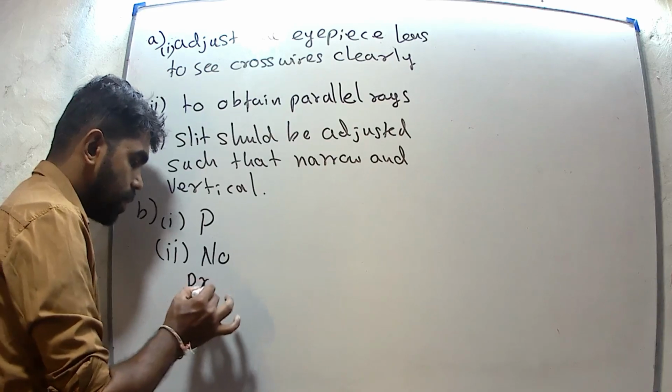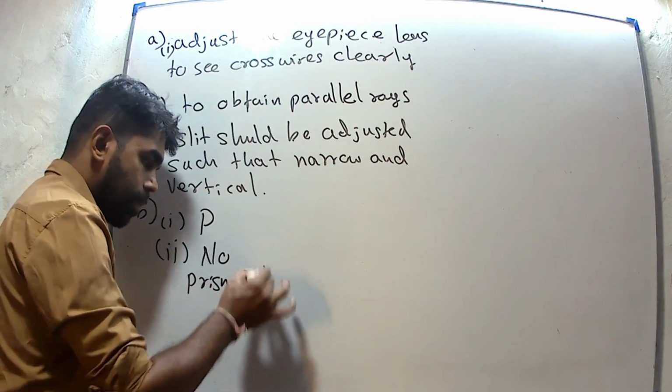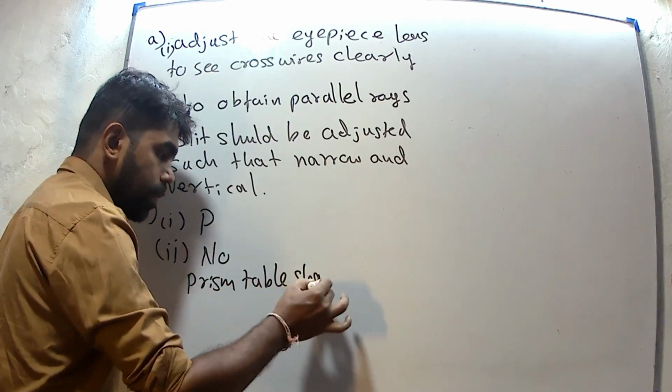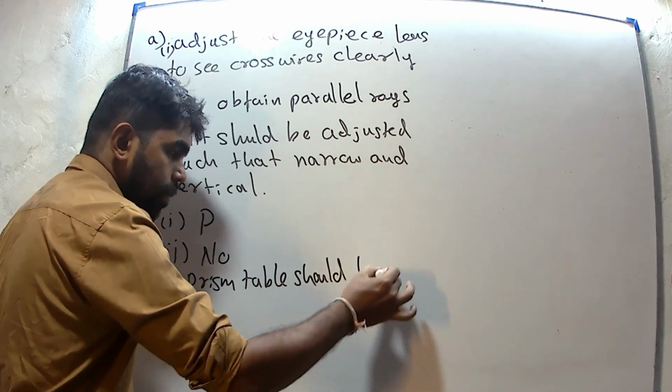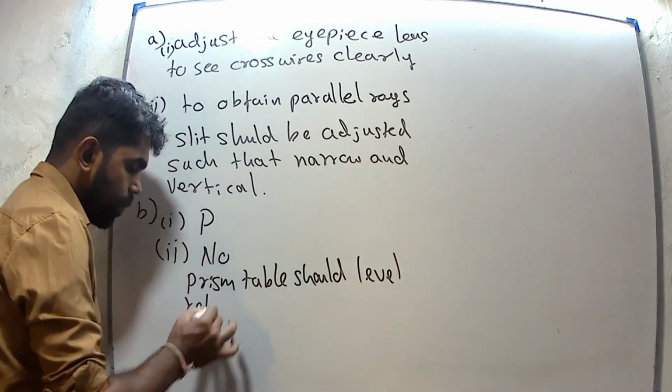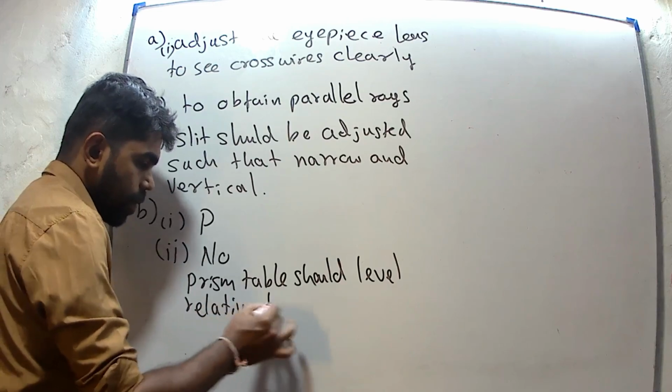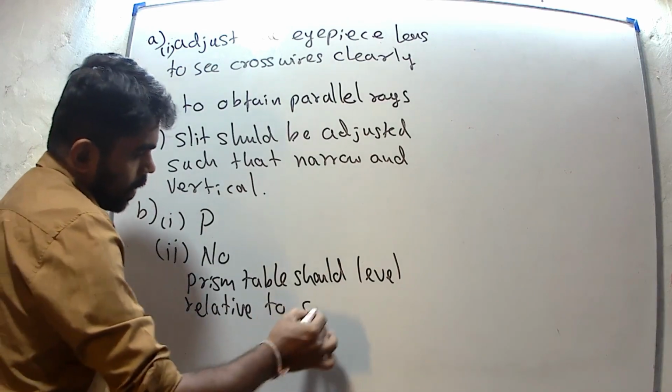Prism table should be leveled relative to the collimator.